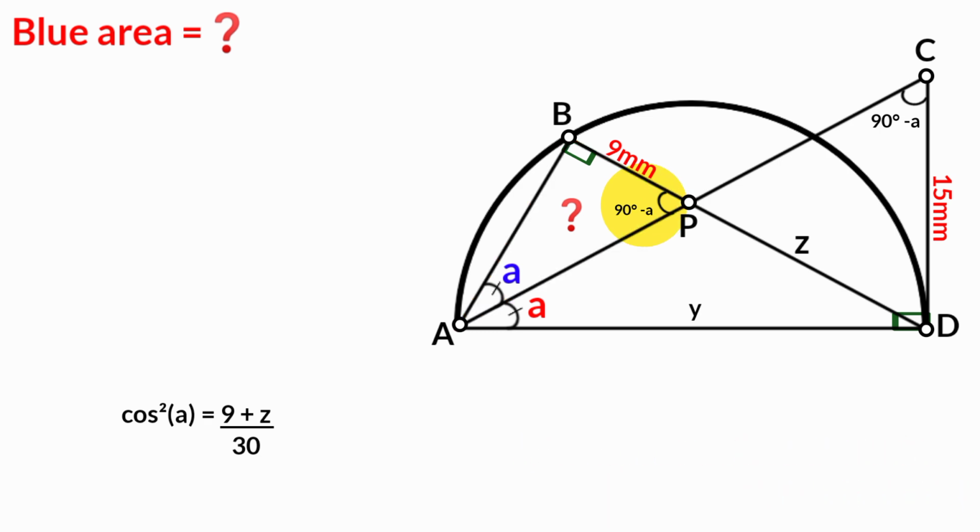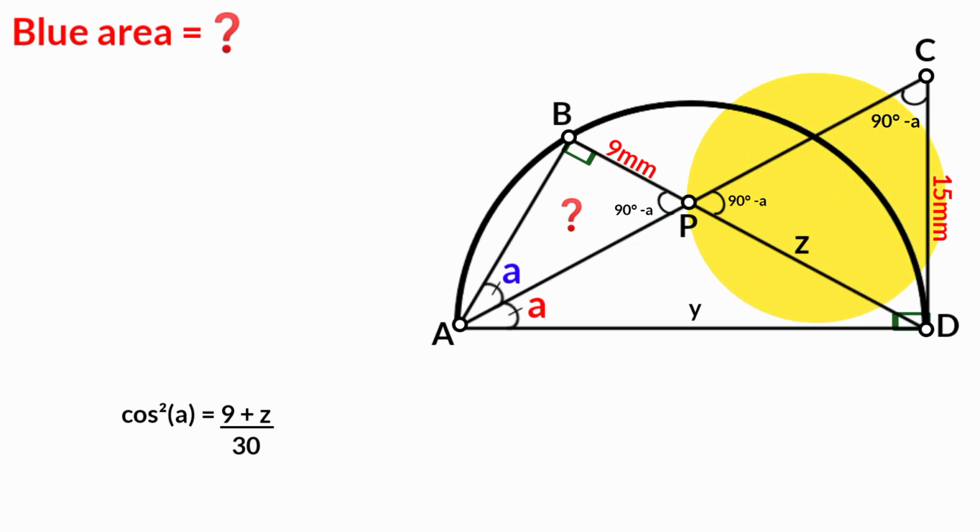If you now look at this angle and this angle, they both are formed by two straight lines intersecting at this point. That is, they are vertically opposite equal angles. So since this angle is 90 degrees minus A, this must also be 90 degrees minus A.